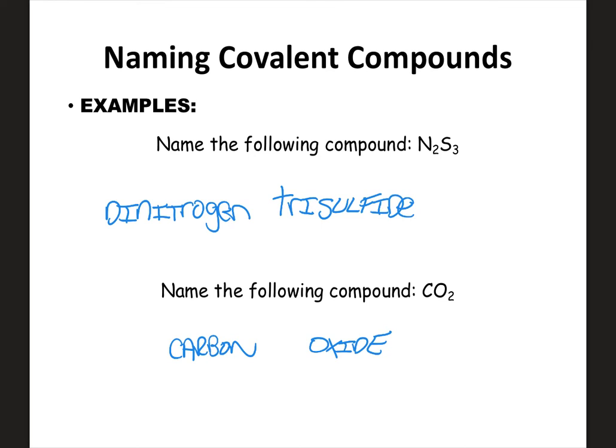But the rule says you would not put mono on the first element. So even though there's just one carbon and the prefix is mono, you don't write anything for the prefix for carbon. And then the oxygen has two, so the prefix for two again is di. So this is carbon dioxide. If you forget some of your covalent naming rules, it's not a bad idea to think of something like CO2, carbon dioxide, that you know, and then you can kind of apply the rules to something you already know here.